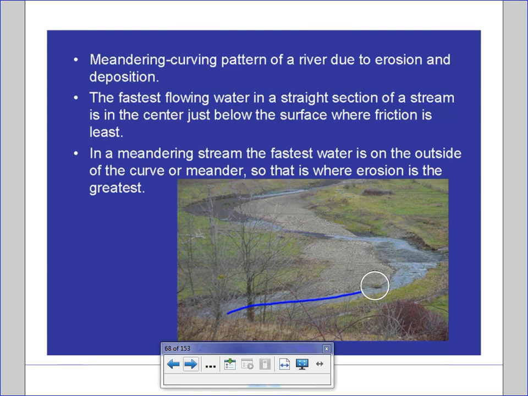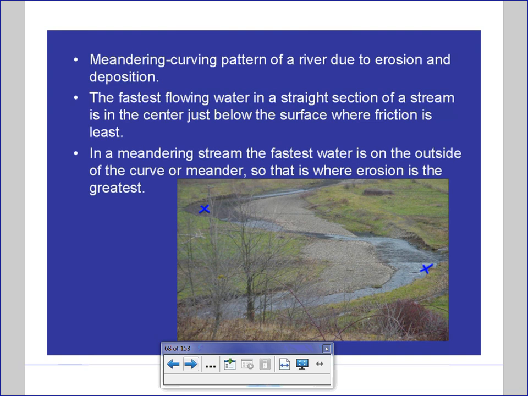The fastest point in a meandering stream is again under the surface, but on a meandering stream, it's on the outside of the curve. If I was to look at one of these meanders, out here you can see a little bit of white water ripple, a little current. On the outside of that stream, that's where the water is going the fastest. Up here, on the outside of this bend, that's where the water is going the fastest.